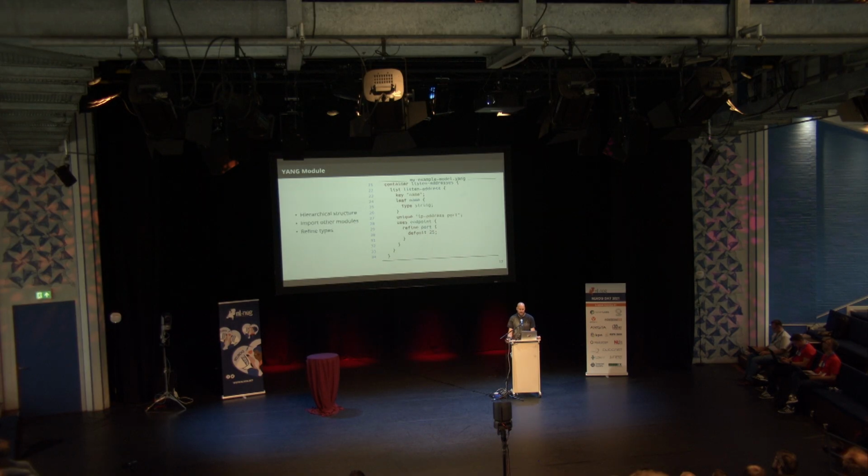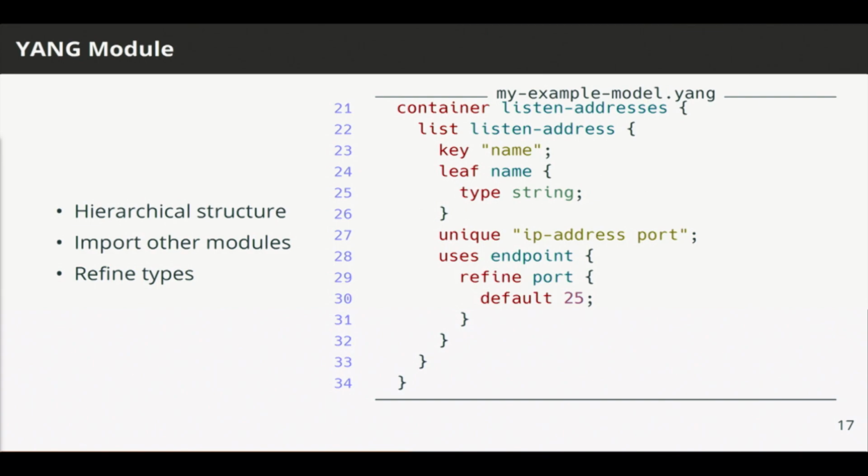And also, a list in Yang is actually what we would call a map or a hash map. So it has a key and a value. So here the key is name, which is a string. Then there's IP address and port, which has the constraint that within this list has to be unique. So I cannot create something with a different name and the same IP address port combination. And it uses the endpoint that I defined on my previous slide, and I refine it a bit. If it's unset, it will default to 25. So this is another nice thing about the modeling that you can do.